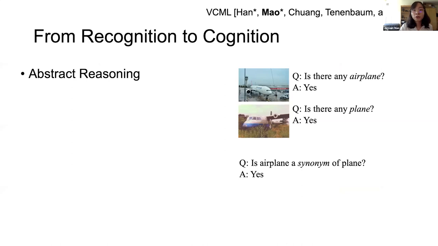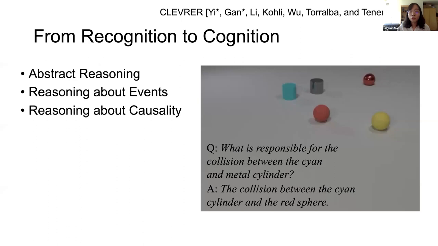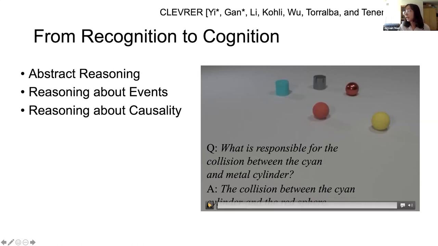And finally, I want to show some possible extensions to the general neuro-symbolic framework. Specifically, in this talk, I have briefly mentioned how this can be integrated with other abstract reasoning processes. And also, someone could consider how to extend such frameworks to reason about spatial events, physical events, or even human object interactions. And also want to reason about the causality of videos. Like, what is responsible for the collision between the cyan and the metal cylinder?